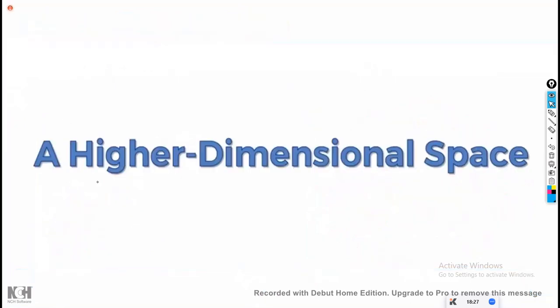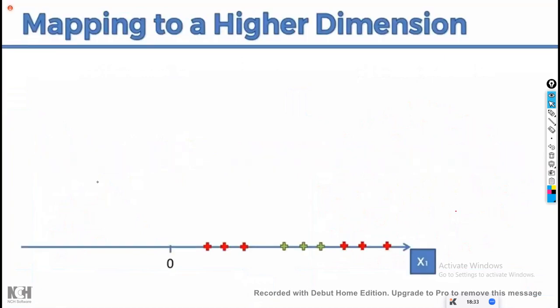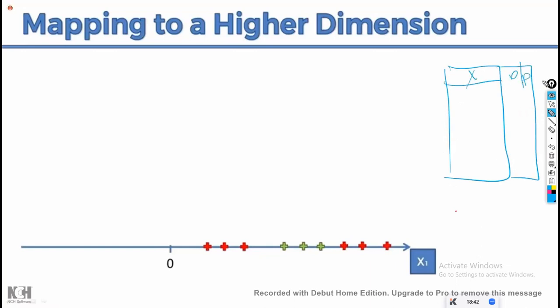Now in the non-linear, two options we are having. For example, let us take one-dimensional data. Only X is there and directly the output variable Y is there. Only one input variable is there. Let us assume the values are something like this: 2, 3, 4, and then 6, 7, 8, 9, 10, 11.